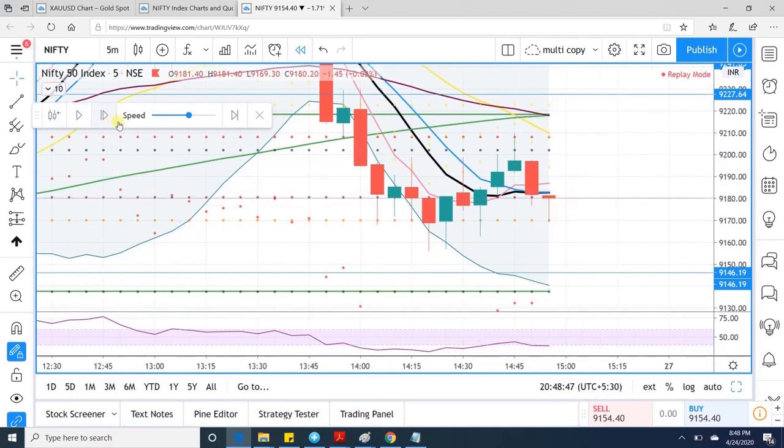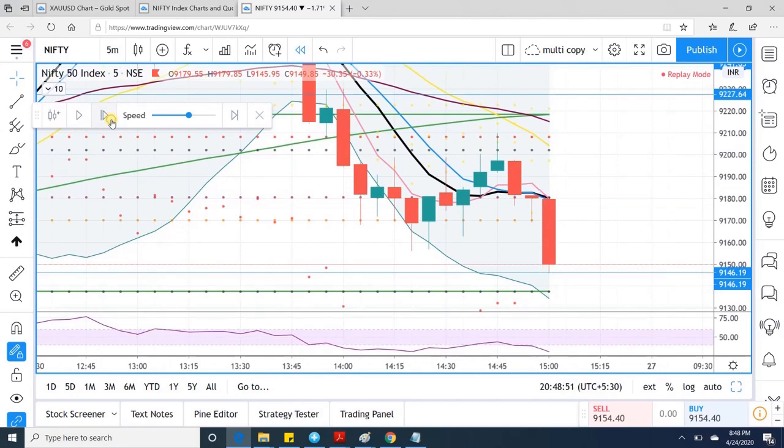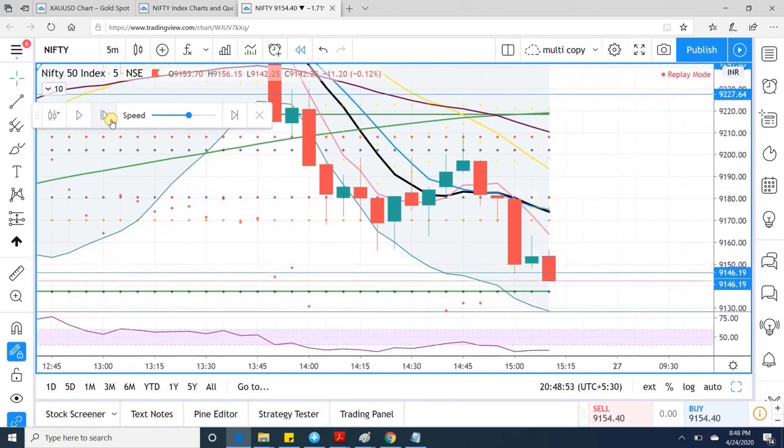See, there was no reversal, and again price started falling. No reversal till now.